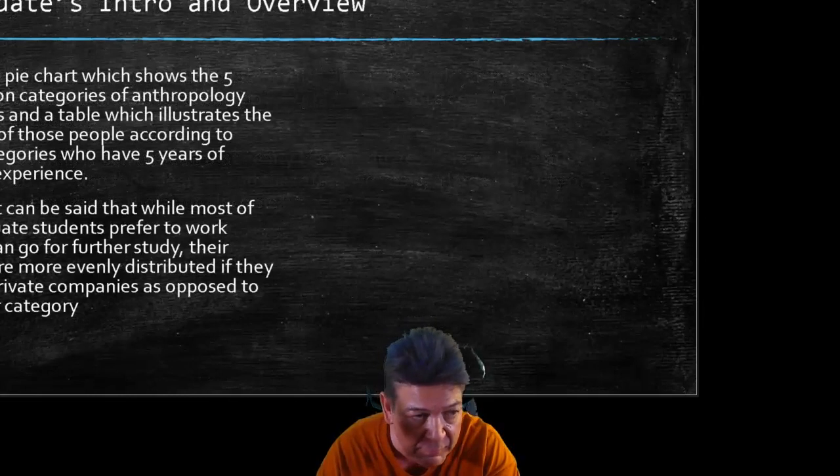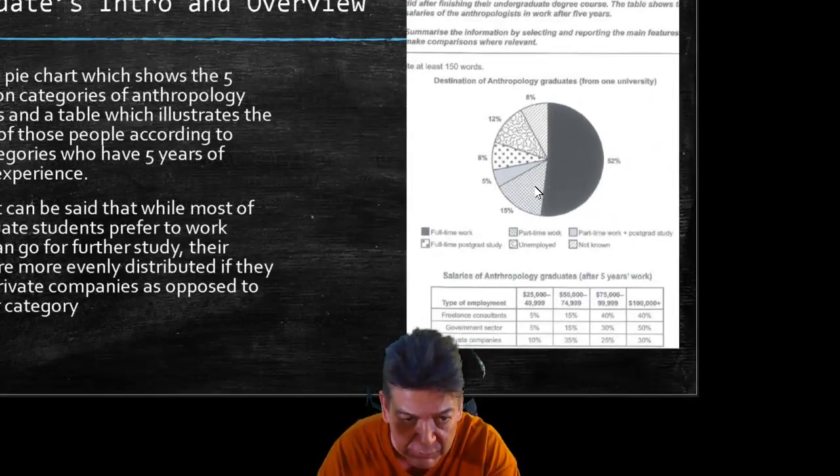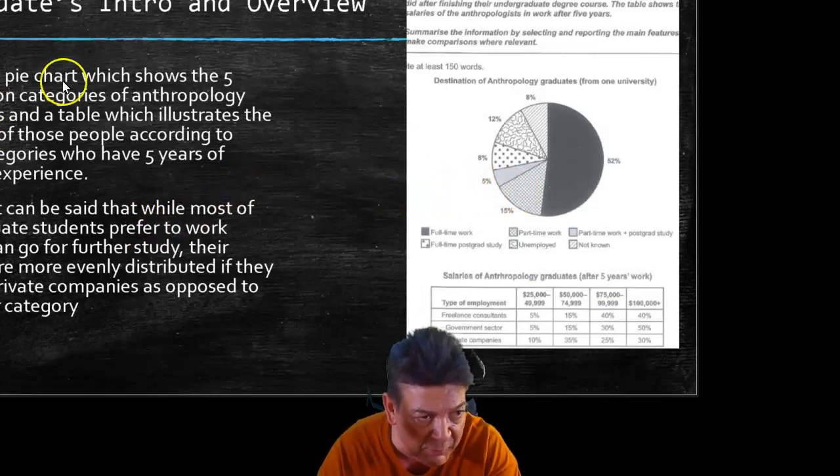Here's our candidate's answer. All right, there's a pie chart which shows, hey, he's got my "which", and good. All right, I like it. Which show, well, let's look at this more critically.